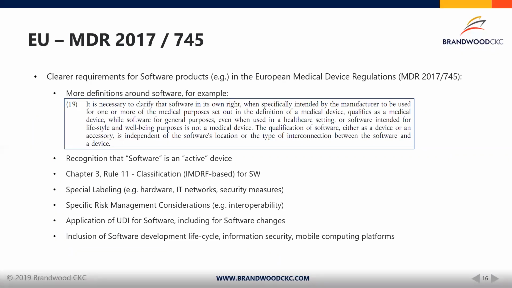So, as I mentioned just recently, there are clearer requirements now for software products in the EU MDR. So there's more definitions around software. So what forms a software as a medical device? There's a recognition that software is an active product, an active device. They've included new chapters and rules for classification of software, which are based on the framework that was established by the IMDRF. There's special labeling requirements, specific risk management considerations, including for interoperability, application of unique device identifier for software. So how do we basically provide the UDI in the context of a non-physical product and including in the context of a change to the software. And obviously there are some inclusions for development lifecycle and mentions of how to treat information security, mobile computing platforms, etc.